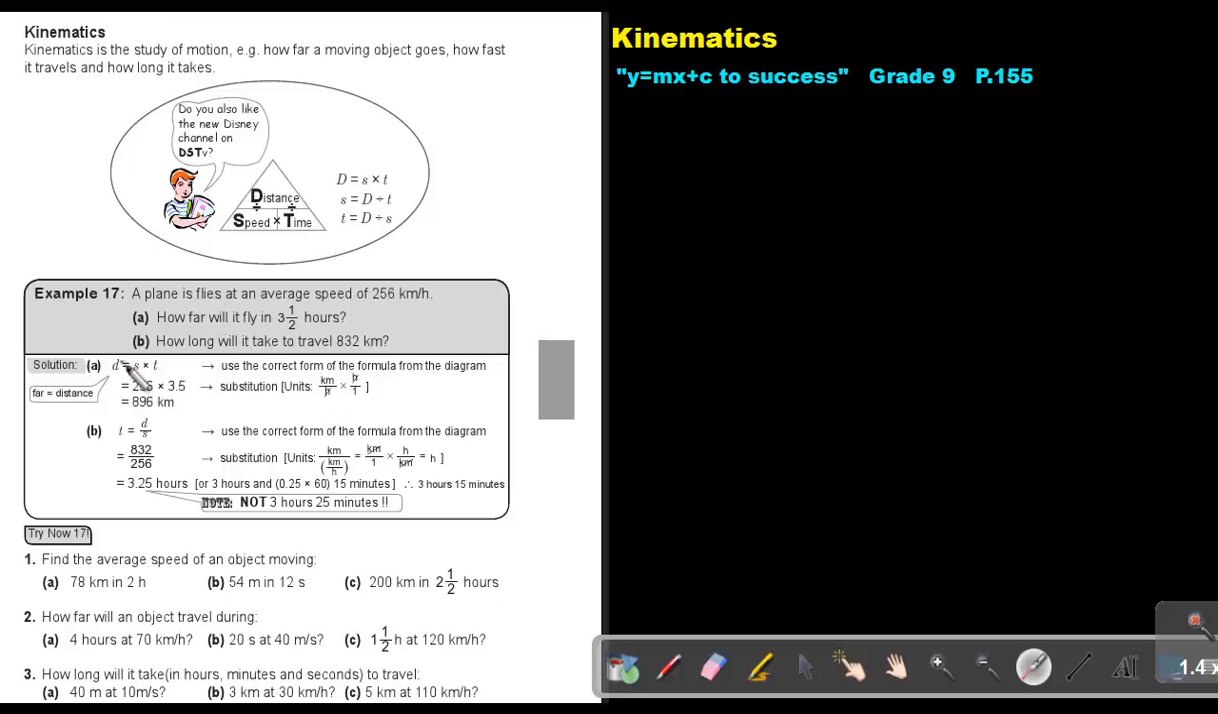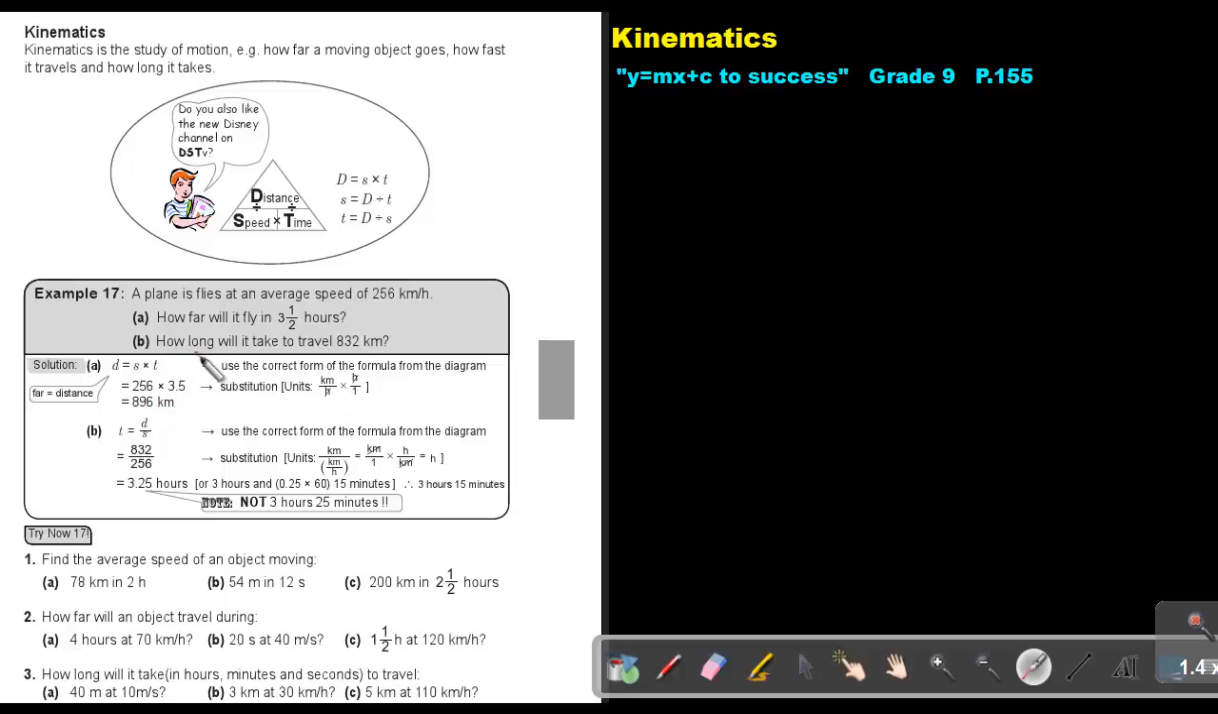Okay, so if I say distance equals speed multiplied by time, then I just substitute the speed. It's always the rate, which will have 2 units, and then the time. Now, 3.5, just make it 3.5 hours. And if you multiply it, you will get 896 kilometers.